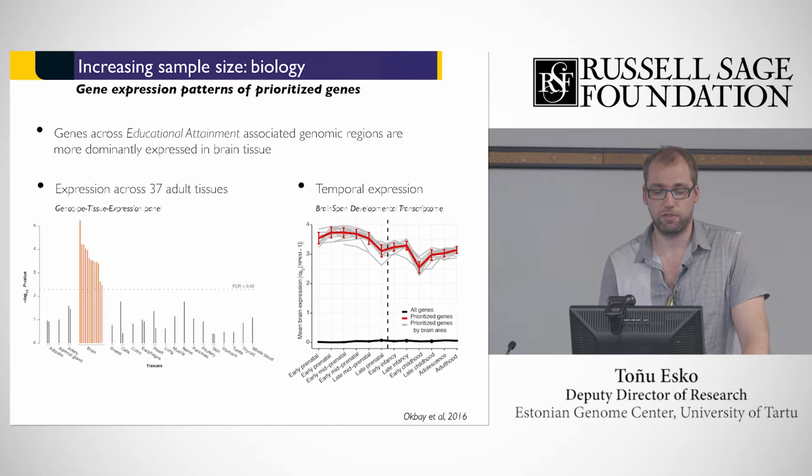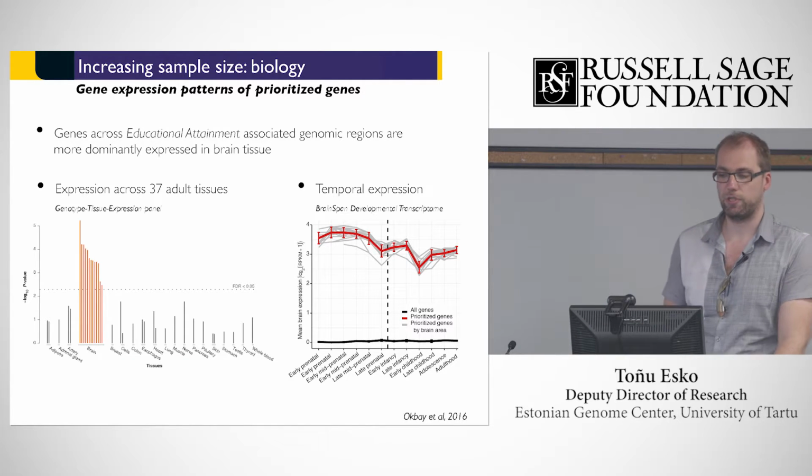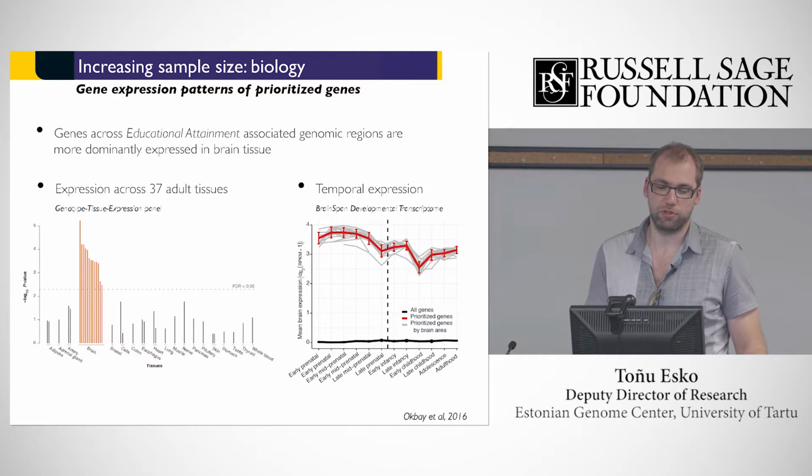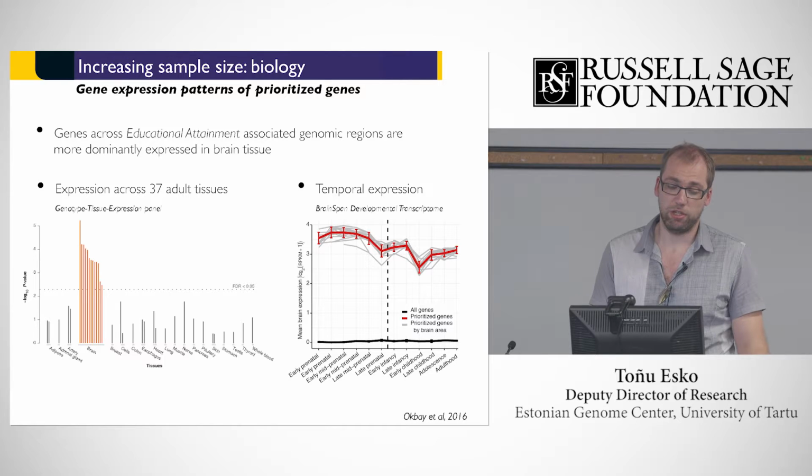And we used here actually a slightly different gene expression database. It's called GTEx, and there they have more than 10 different tissues from brain available, and it's pretty clear that the genes within the educational attainment loci are more expressed in brain than any other tissue. And this is one way how we can basically use the summary level data to learn something more about the biology, in this case identify the causal tissue.